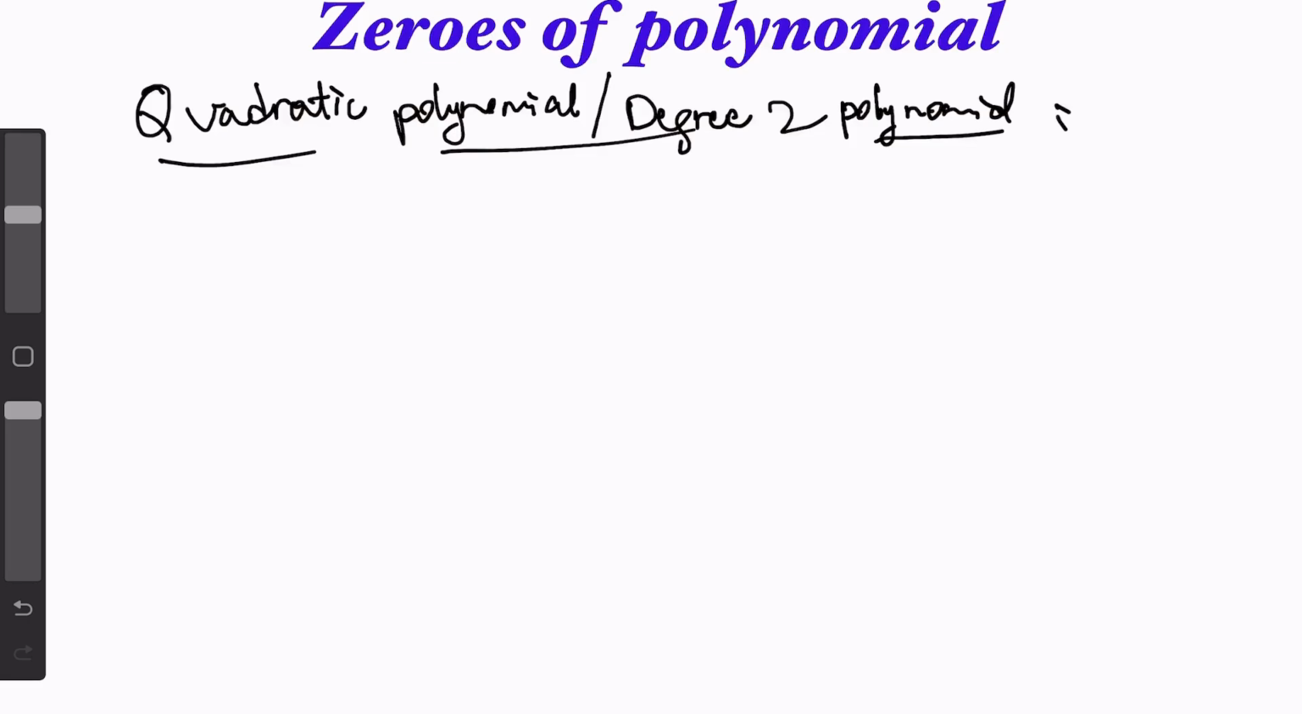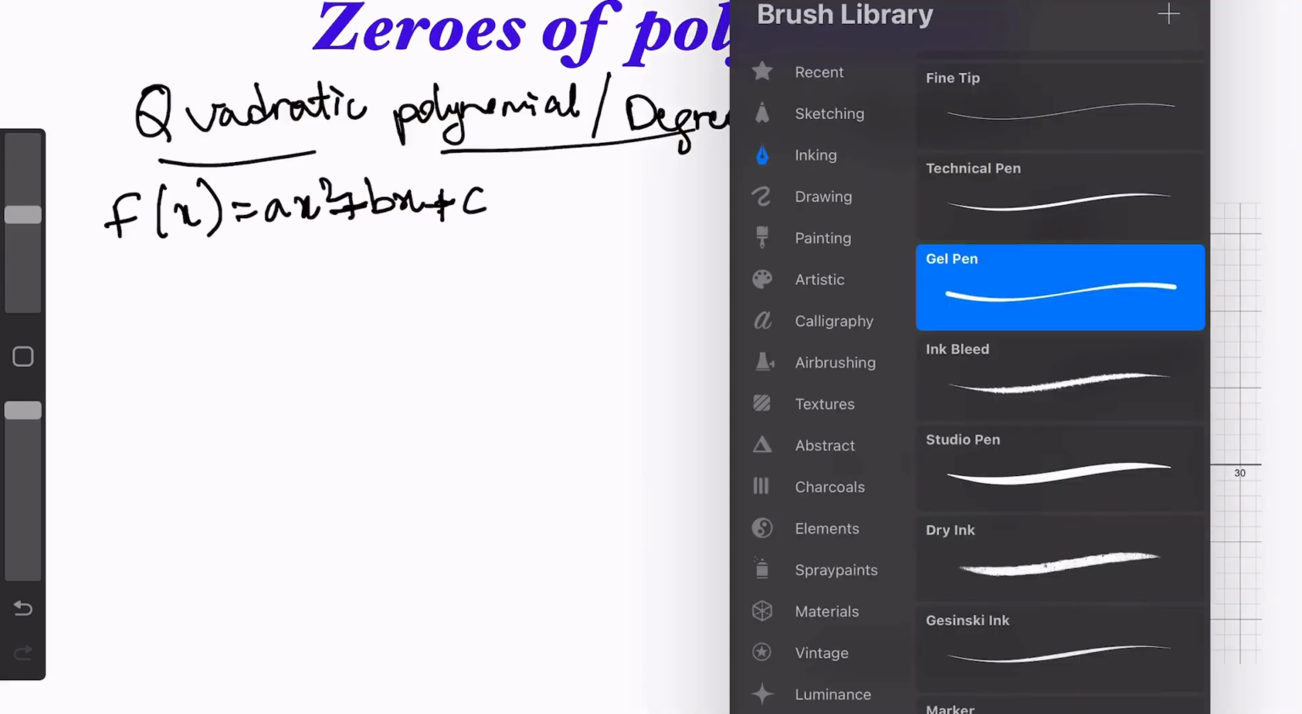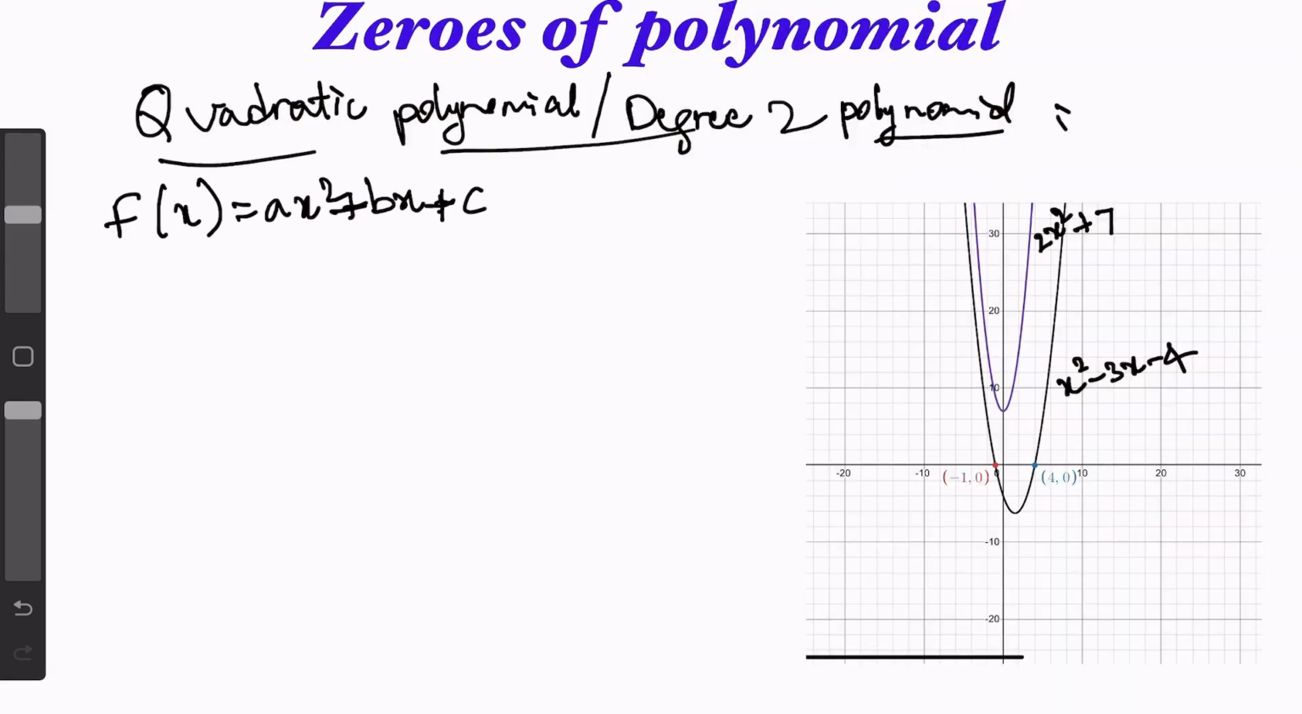Now the quadratic polynomial, or degree 2 polynomial. The general form of a quadratic polynomial is f of x equals ax square plus bx plus c, because the highest degree is 2. Let's see an example. The graph below has two zeros because it's touching the x-axis at 2 points. The graph above it has no zeros because it's not touching the x-axis. A quadratic polynomial is always a parabola.